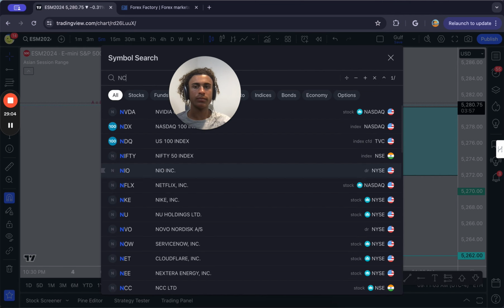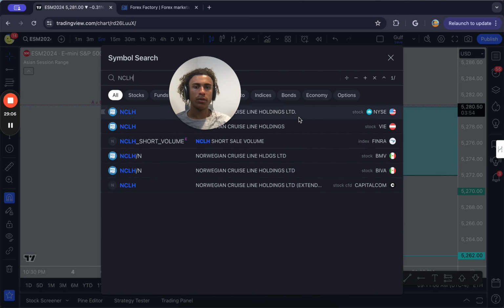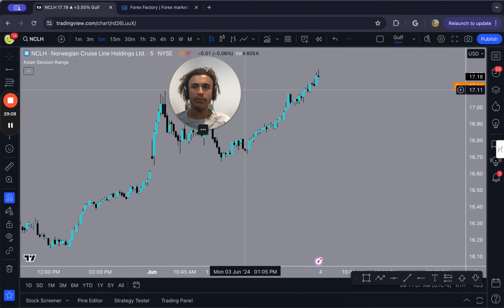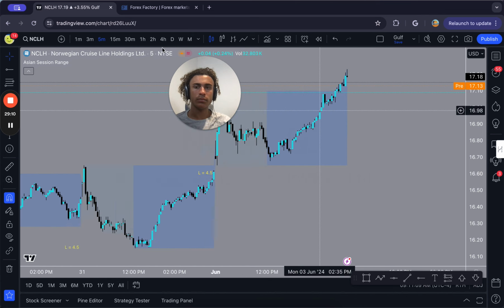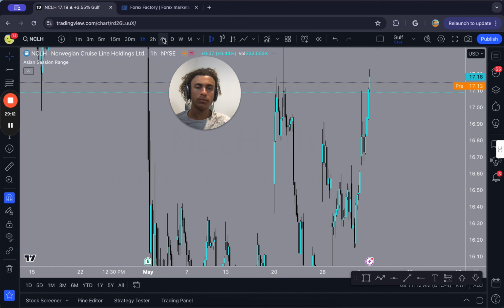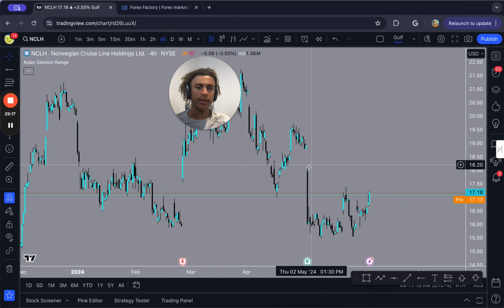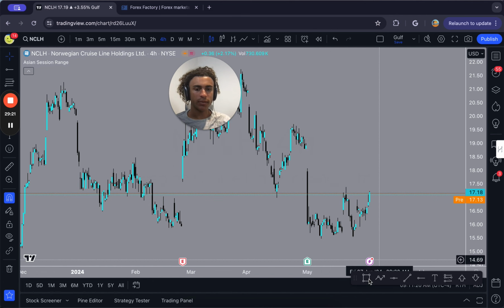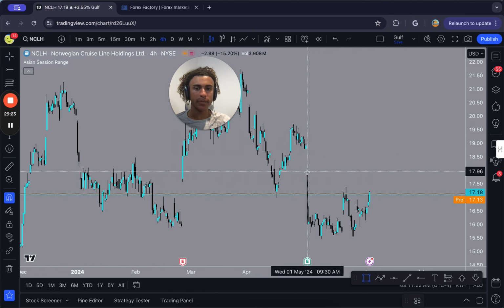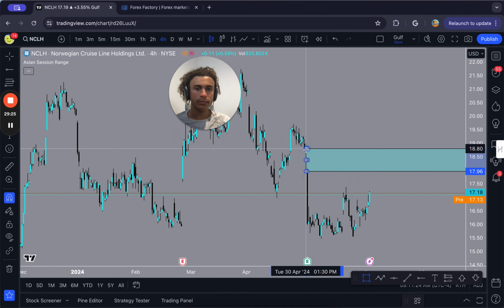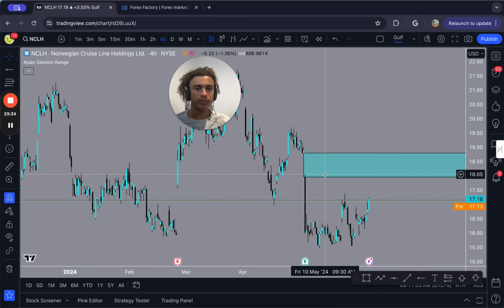NCLH. Was that the cruise line, right? Oh, big gap. Yeah, huge, huge gap. I was talking to Money Motive about this stock last night, actually. We're talking about this gap right here. So that's definitely a gap fill play that could be presenting itself to us very soon if it hasn't already.